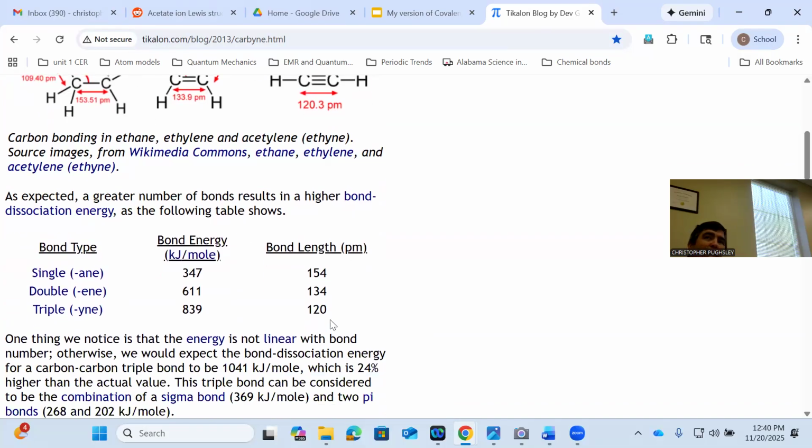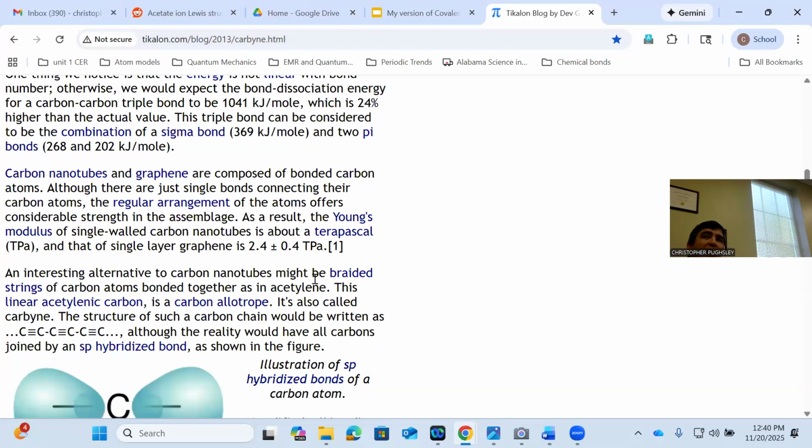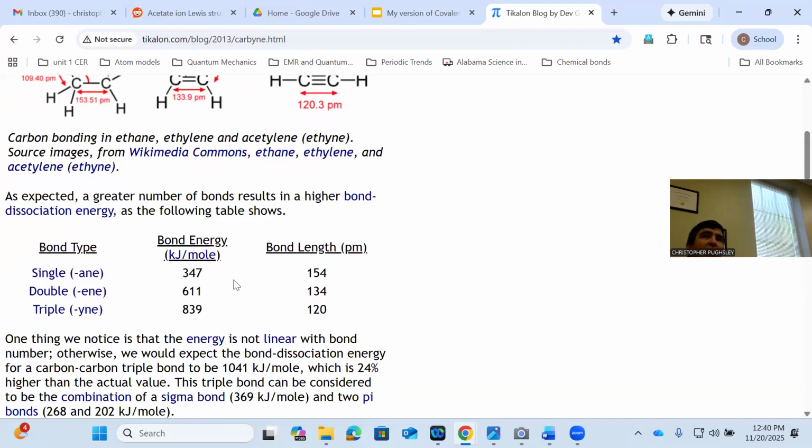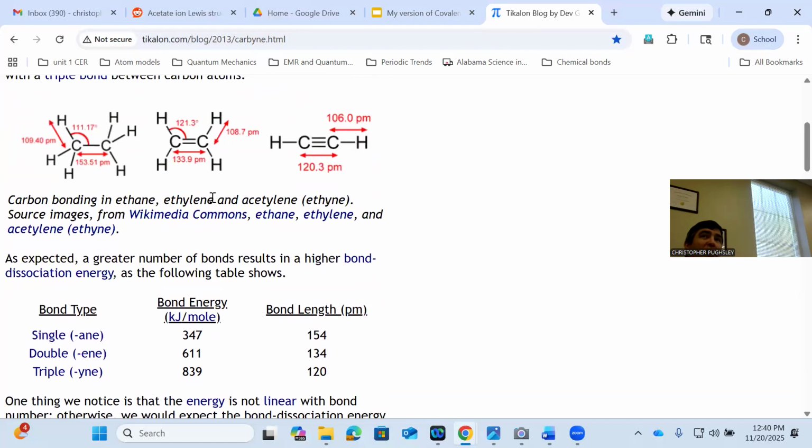Now, when you're talking about the energy, let me see if the energy is on there. Oh, no, we don't have it there, but we can do this here. For the bond energy, a single bond takes 347 kilojoules per mole to break. For the double bond, it takes 611. And for the triple bond, it takes 839 kilojoules per mole. So it takes more and more energy to break the bonds. And you've got to think about it.